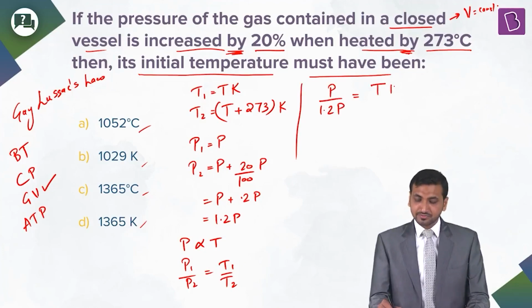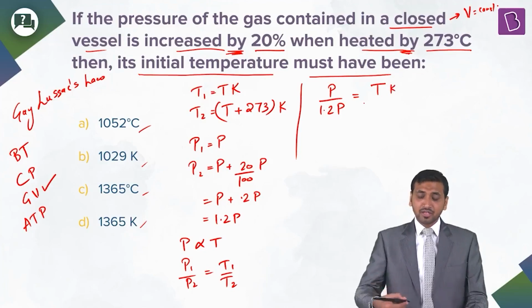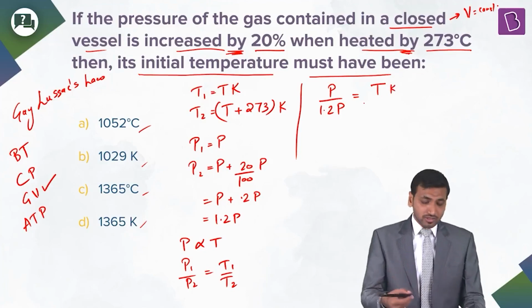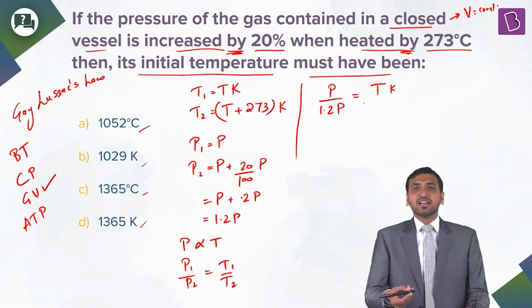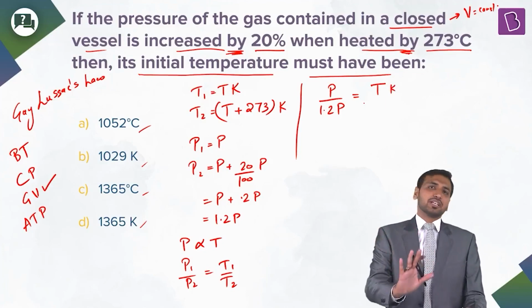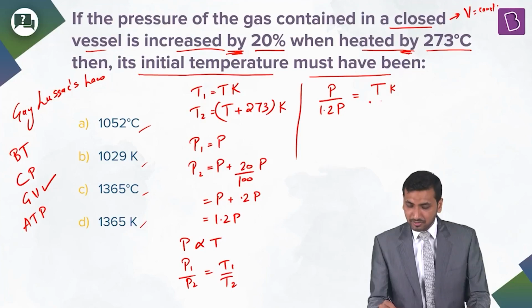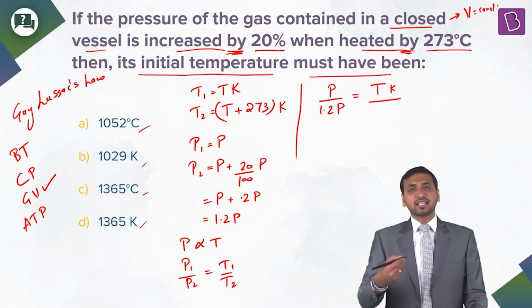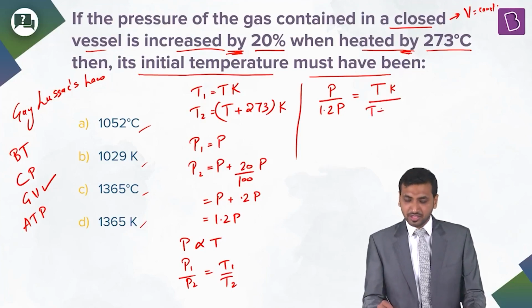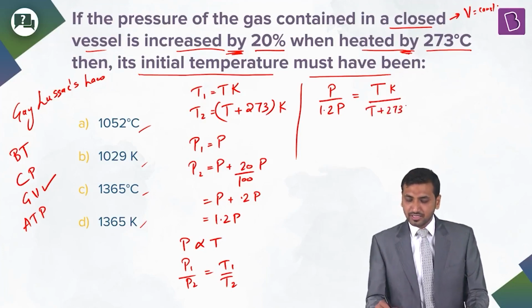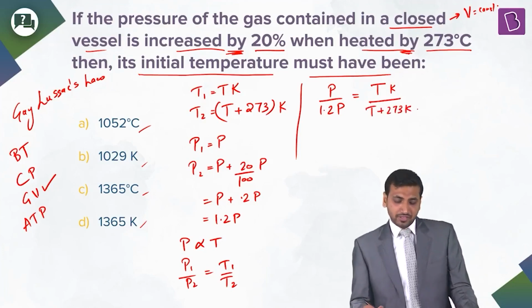T Kelvin. Why am I focusing more on Kelvin? Because I see similar options with just the difference of unit, degree Celsius and Kelvin. So I'm keeping Kelvin again and again in my mind. So T2 is T plus 273 Kelvin. Okay, we need to solve this.